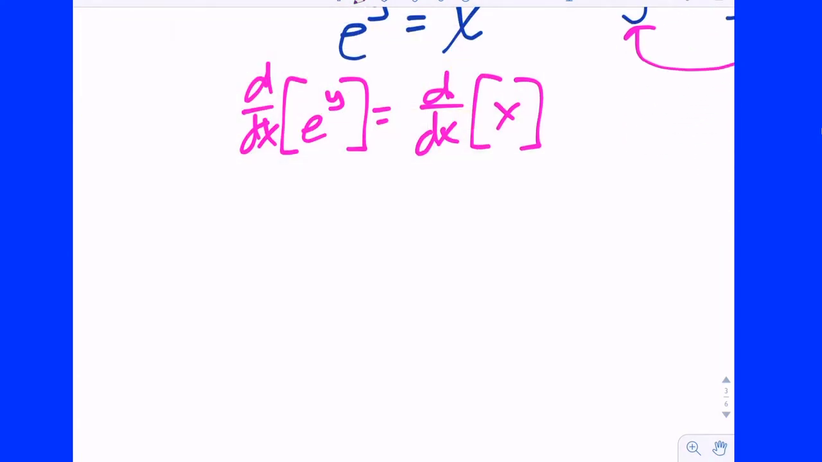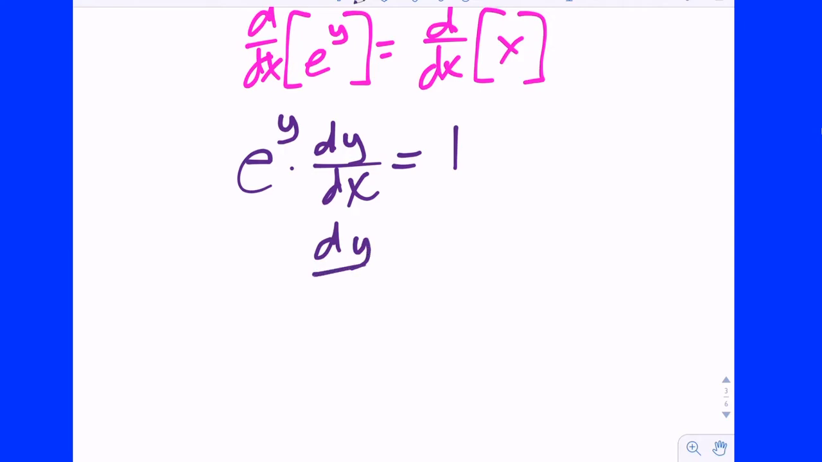On the left side, this could have been on the quiz. It wasn't, but it could have. The derivative of e to the yth power is e to the yth power times the chain rule, dy dx. Yeah, okay. And then on the right-hand side, the derivative of x with respect to x is 1. Now I just got to solve for dy dx.